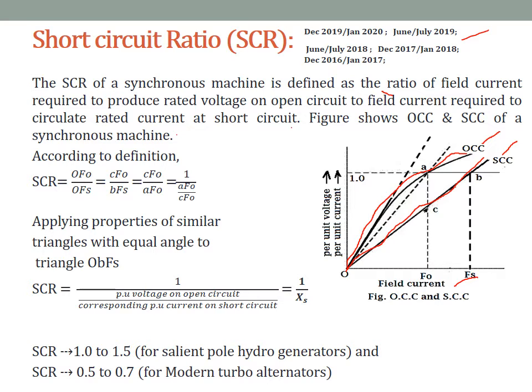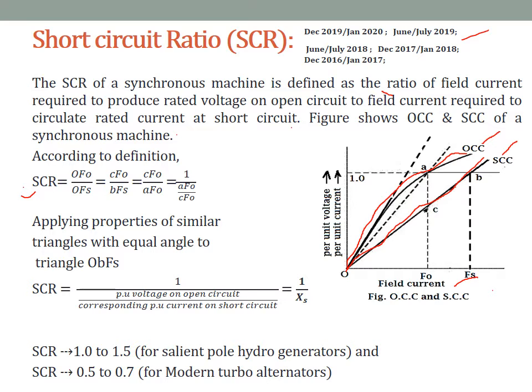Now considering the similar triangles, that is OBFS and OCF naught, both have the same angle. That's why the triangles are similar. Now according to the definition, SCR, short circuit ratio, is written as OF naught divided by OFS.